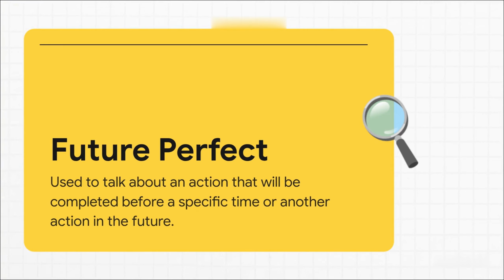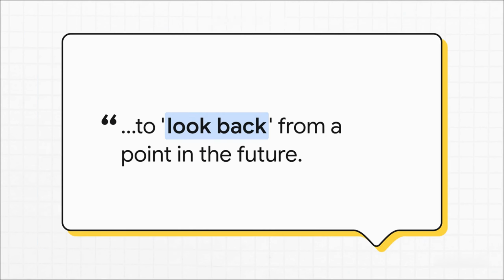So here's the textbook definition, basically. It's for talking about an action that's going to be all done, all wrapped up before another specific time or action in the future. So it's not just saying, I will clean the house. That's just a plan. This is about setting a finish line in the future and saying the job will be done by then. And this idea of looking back from the future, that's everything. That's the whole secret right there.